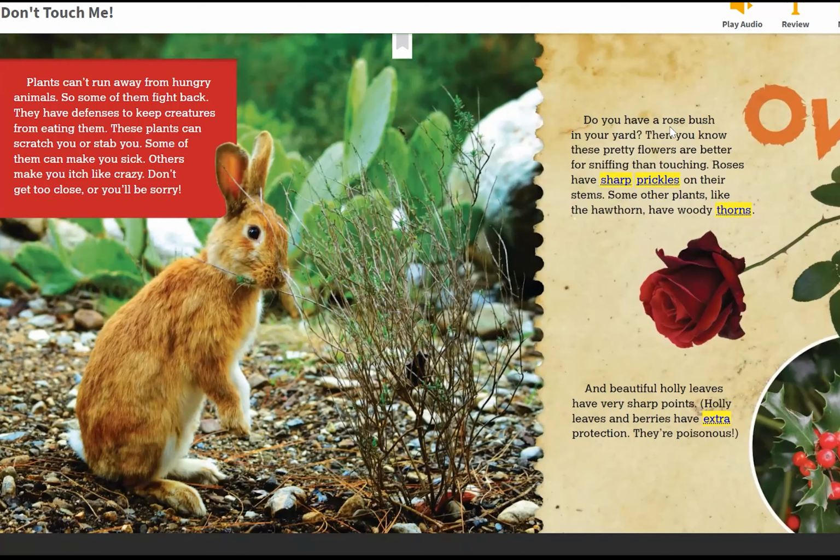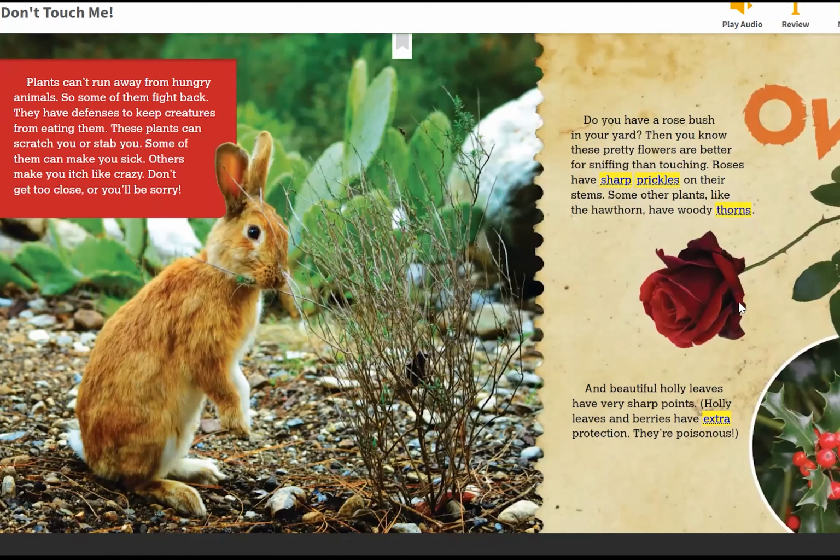Do you have a rose bush in your yard? Then you know these pretty flowers are better for sniffing than touching. Roses have sharp prickles on their stems. Some other plants, like the hawthorn, have woody thorns.